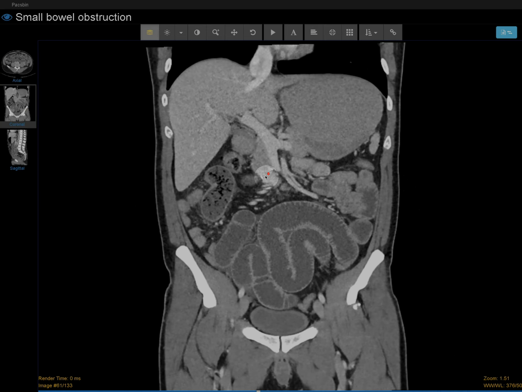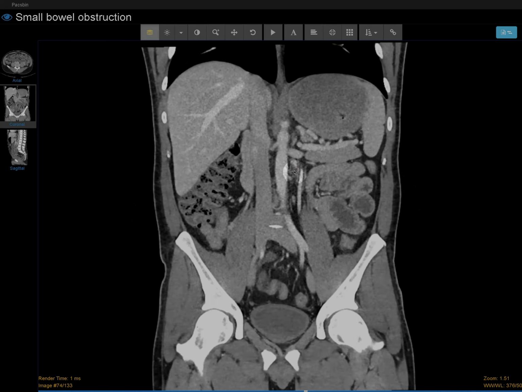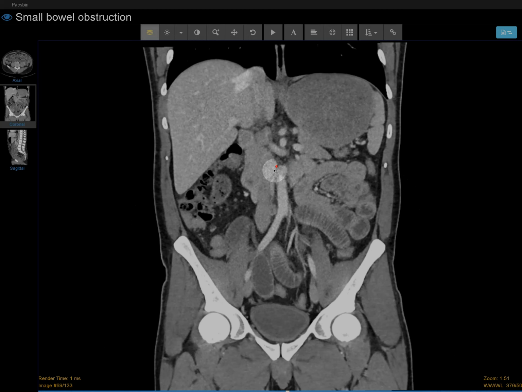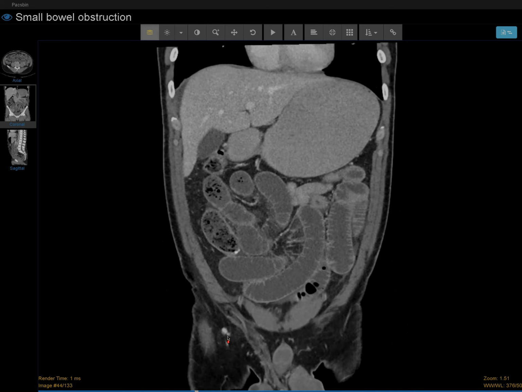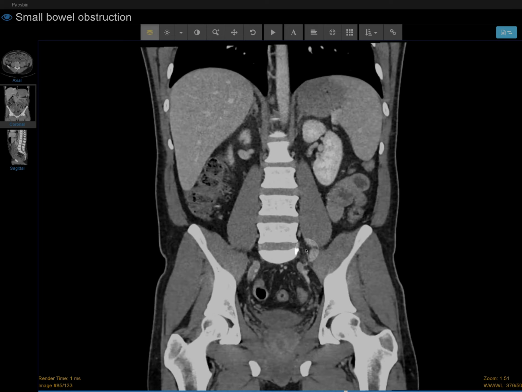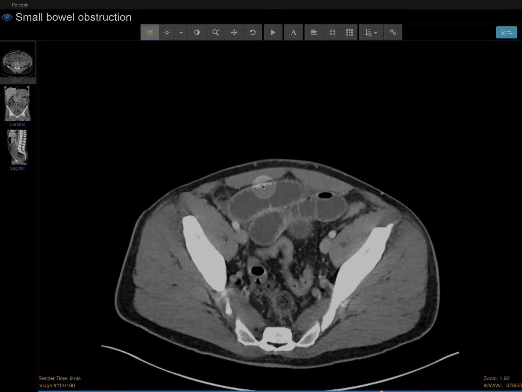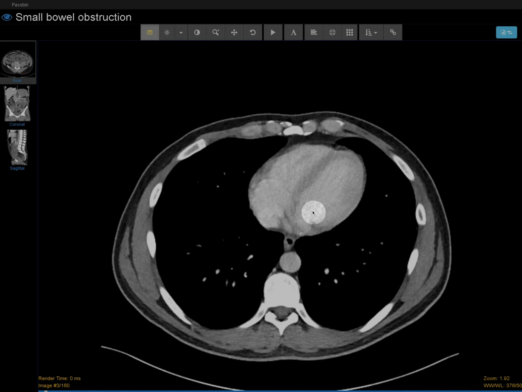aorta, IVC, looking for lymph nodes. There's a few prominent lymph nodes around here, here. They're probably just reactive. They don't look too abnormal to me. A few prominent inguinal lymph nodes on both sides. And then I'll look through the bones and look through the lung bases carefully to make sure that there's no lung nodules. Look at the heart, pericardium.